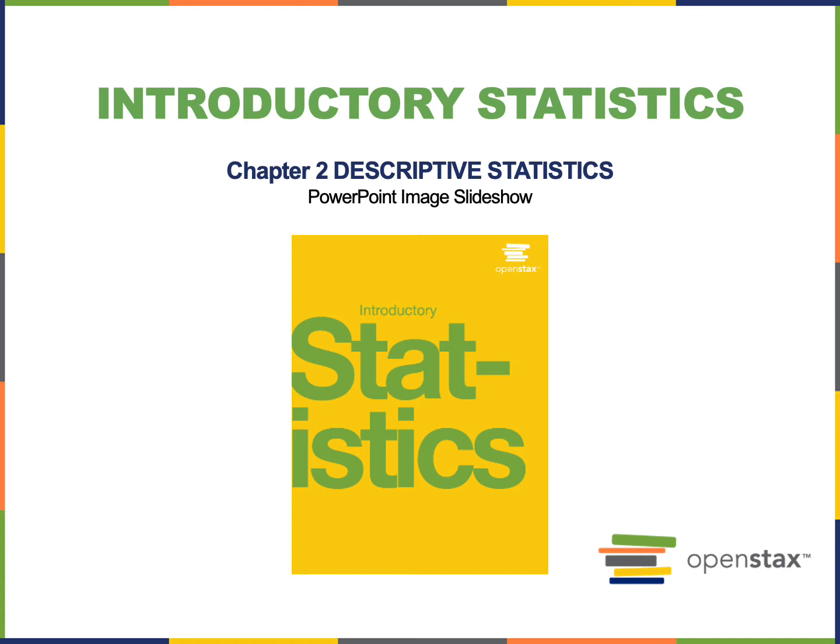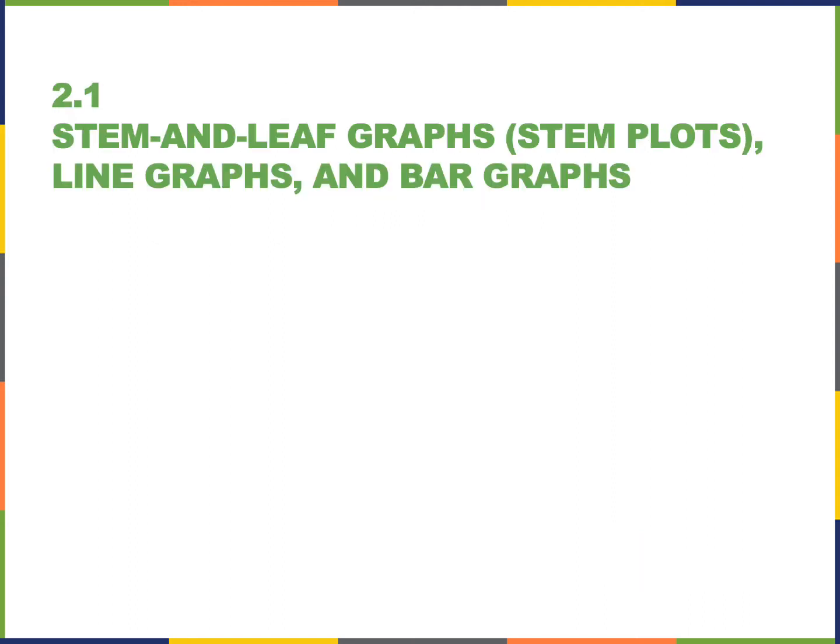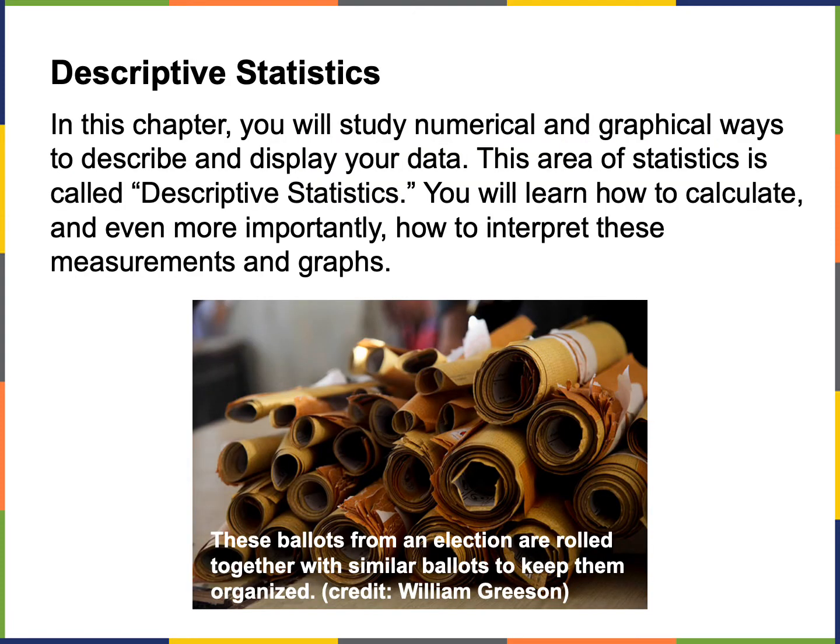Hi everyone, welcome back and welcome to chapter 2 in our course. Today we're going to go over 2.1, which is graphs: stem and leaf, line graphs, and bar graphs. So let's get started. Let's talk a little bit more about descriptive statistics. The goal of this chapter is to study how to display our data.